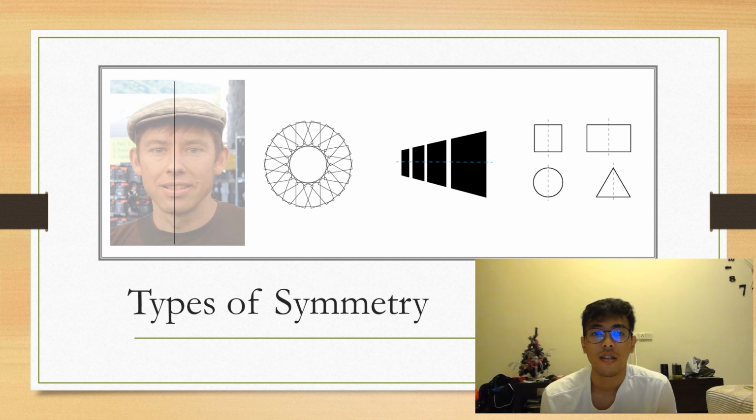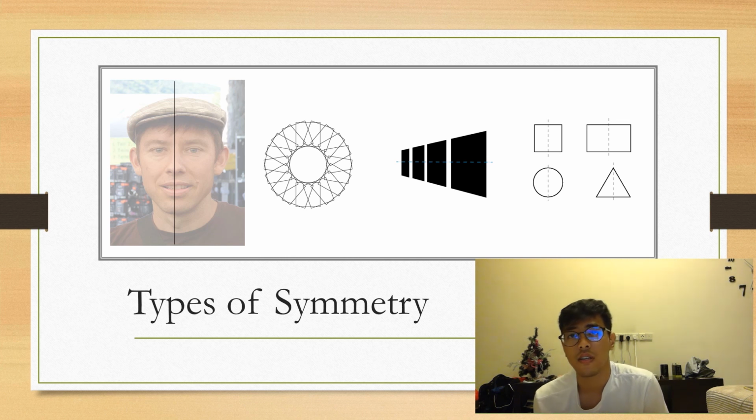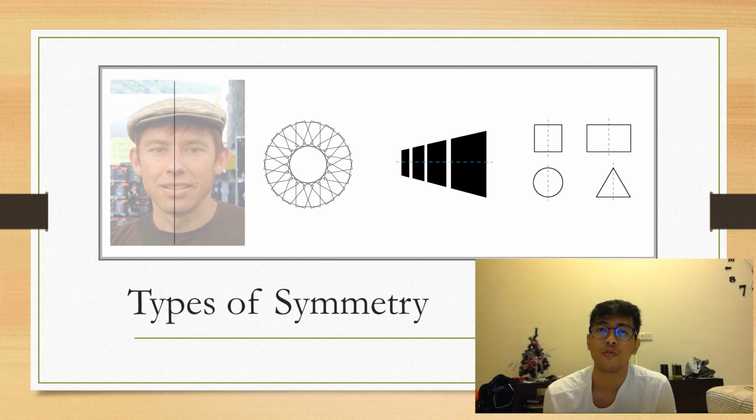And the last one would be transitional symmetry. Transitional symmetry doesn't mean that the objects have to be all the same size. In the example shown below, the squares move from the background to the foreground and get bigger as they get closer. This implies motion and movement.